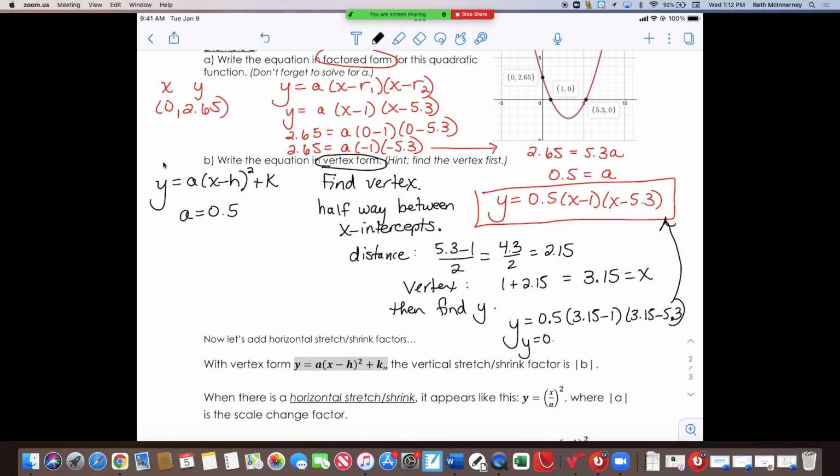So this is going to give me 0.5 times 2.15 times negative 2.15. So the y-coordinate is negative 2.31125. And of course, we can round if we want to. So then here's my final equation in vertex form. x minus 3.15 squared. Whoops. And that's actually going to be a minus 2.3, let's say 11 is fine.